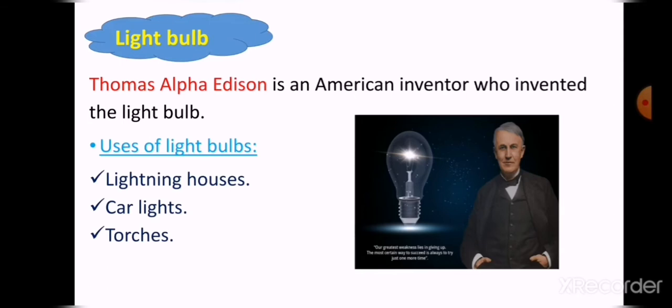What are the uses of light bulbs? Can you live without light? No. So what are the uses of the light bulbs? Light bulbs are the most popular source of artificial light, where they are used in lighting houses, car lights, and torches.